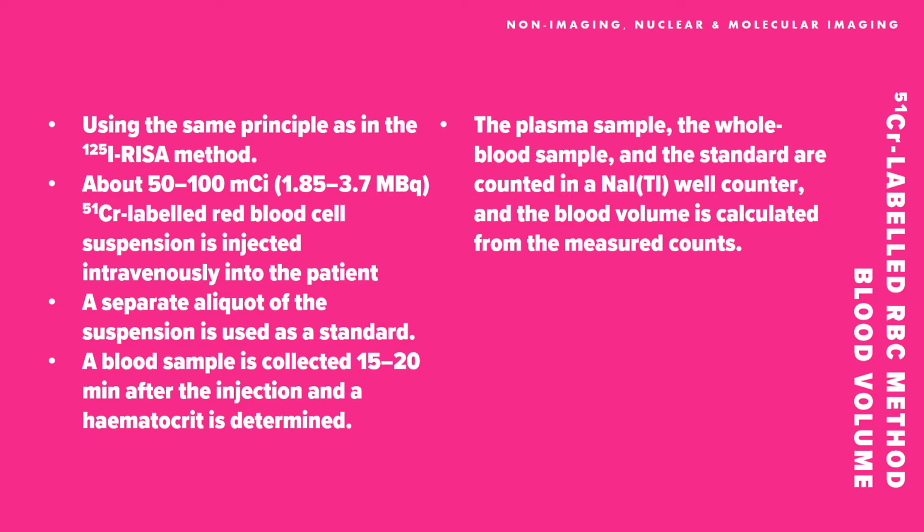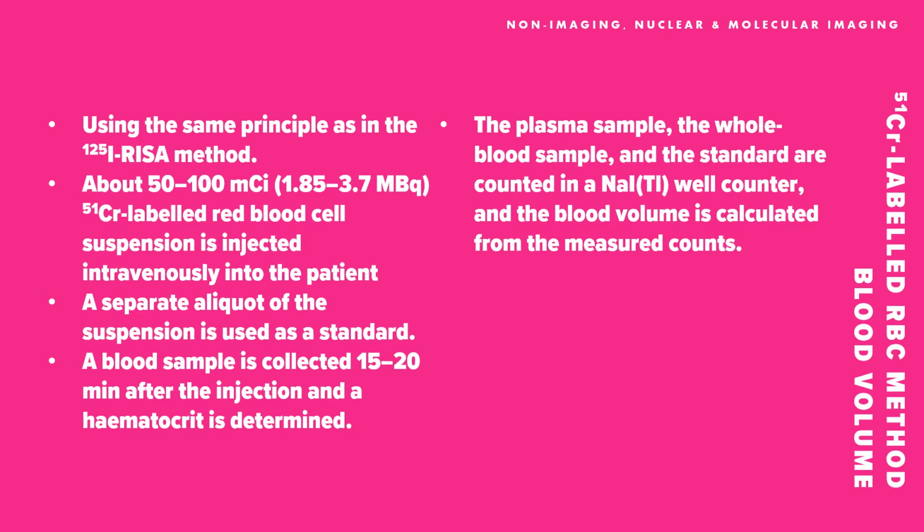And of course, same as with RISA, you allow it to circulate, and afterwards you're going to collect the blood sample, about 15 to 20 minutes after the injection, and then you're going to determine the hematocrit. Again, you're going to have a standard. We need to split the blood to have the plasma sample, the whole blood sample, and the standard. Again, you're going to measure using a sodium iodide scintillation well counter. And then from there, you're going to measure how much blood volume is available.